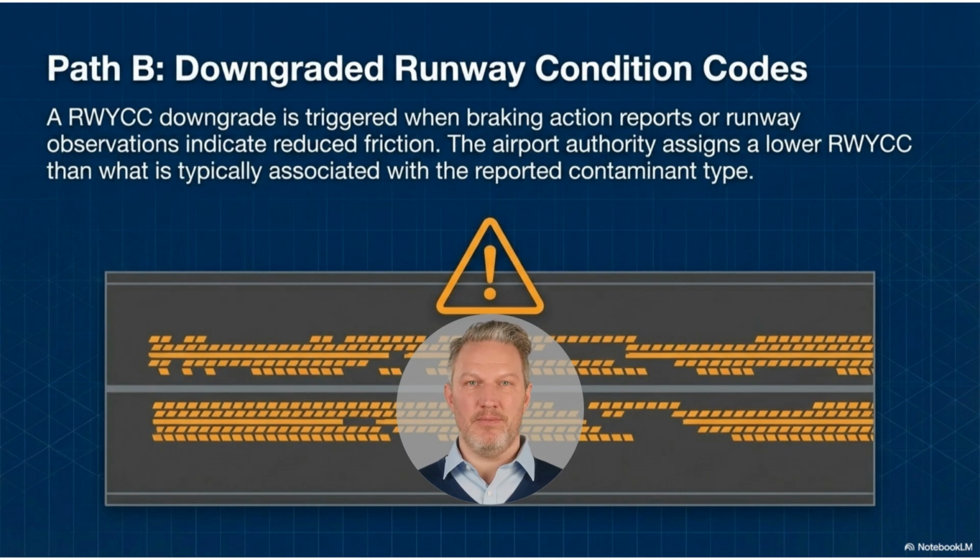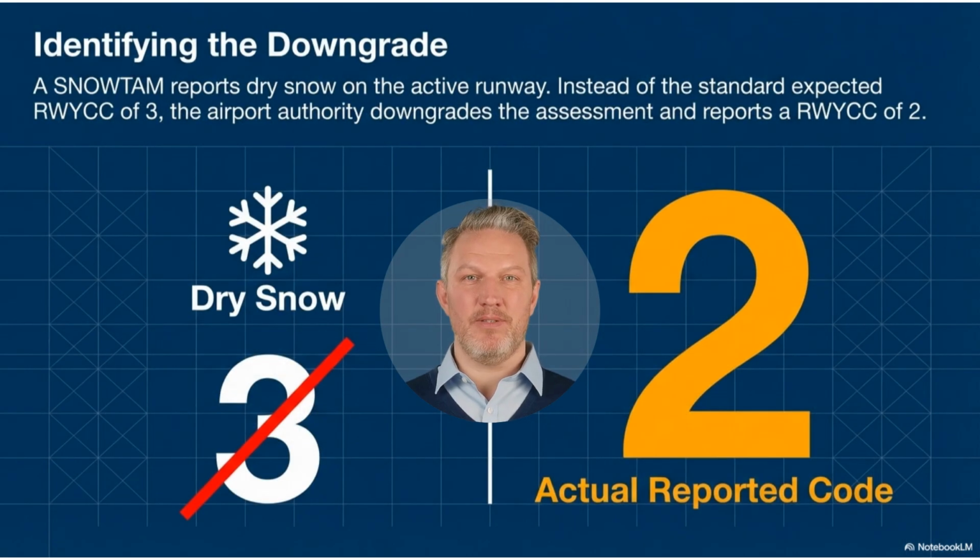Path B is triggered when braking action reports or runway observations indicate friction is lower than what the physical contaminant suggests. This is where the airport authority assigns a lower RWYCC than what is typically associated with the reported contaminant type. Consider this scenario. The NOTAM reports dry snow. Normally, that's a code of 3. But today, the authority reports a code of 2. This discrepancy is your signal that a downgraded protocol is mandatory for an accurate safety margin.